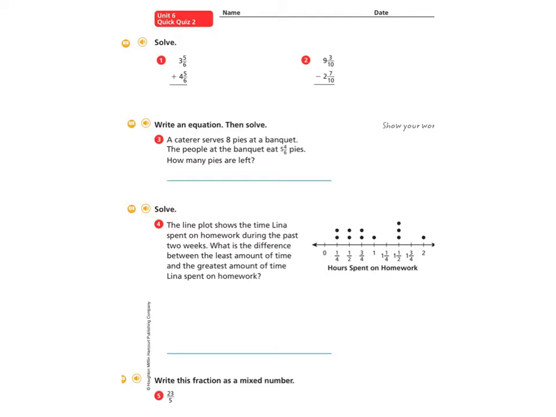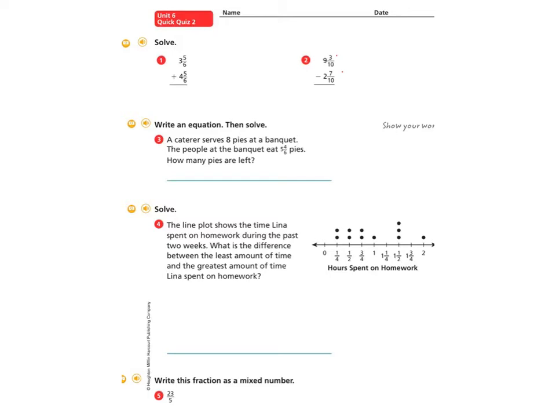So number 1 and 2, you are just going to be adding and subtracting. But number 2, please make sure that you are regrouping because this numerator is smaller than this numerator. So the larger fraction has to be on top in order to solve that. Number 3, you need to write an equation and then solve the problem.